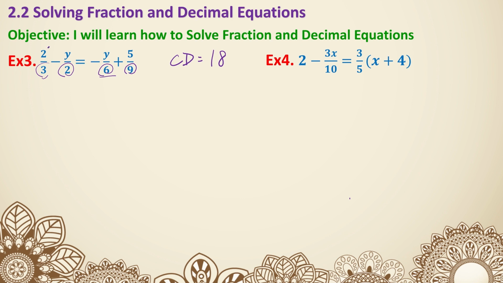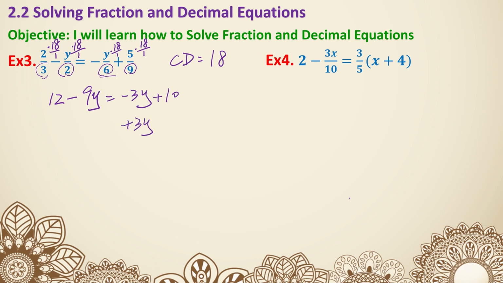So now we found out it's 18. We're going to multiply everything by 18 over 1. 2/3 times 18 over 1, that is going to be a 12. y over 2 times an 18 over 1, that is going to be a negative 9y. Negative y over 6 times 18 over 1, that's a negative 3y. 5 over 9 times an 18 over 1, that's a positive 10.